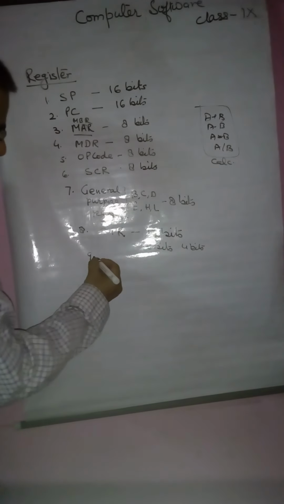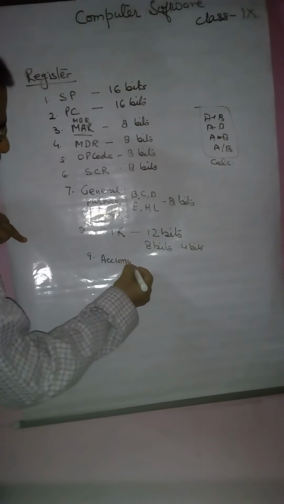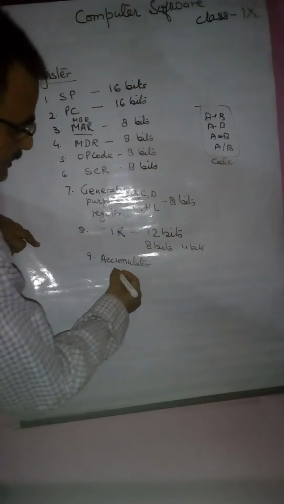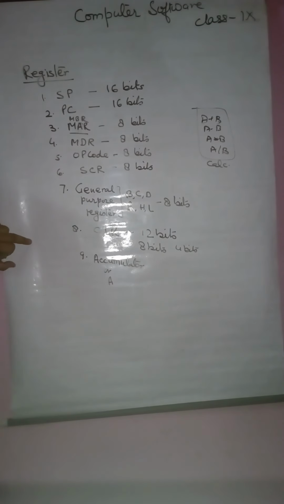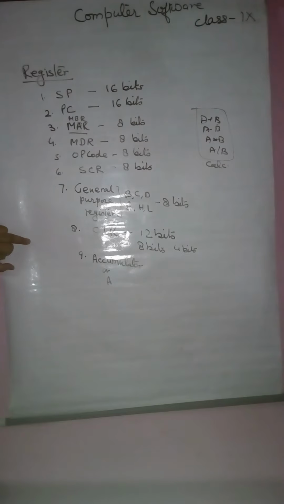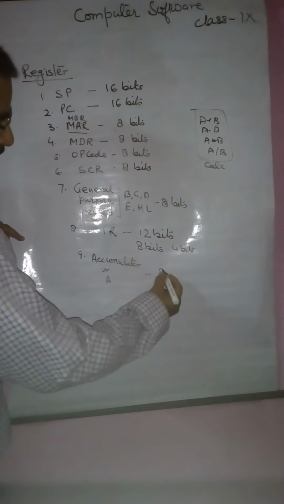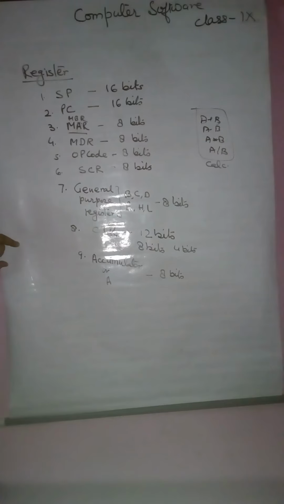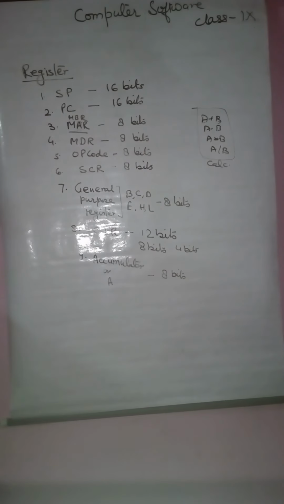And the ninth register is the accumulator, or you can say it is the A register. Accumulator or A register is the register of the ALU. That's why it is known as A register, and it is also of 8 bits. So these are some registers which are used in processing.